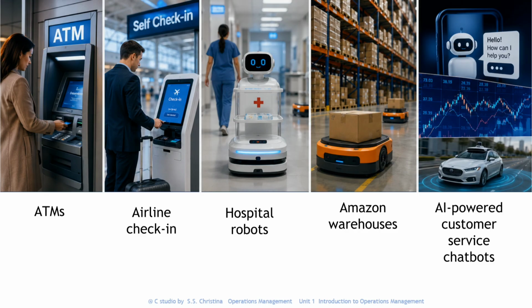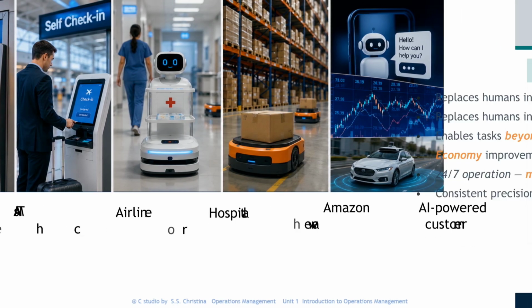Engineers design automation systems by combining physical devices, motors, sensors, actuators, with mathematical control algorithms and organizational workflows. The result can be extraordinarily complex. And as we will see in the next two slides, automation has both significant advantages and serious disadvantages. Understanding both sides is essential for any operations manager.